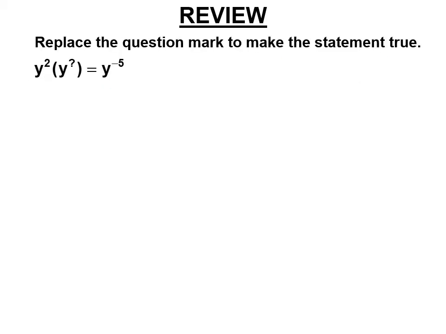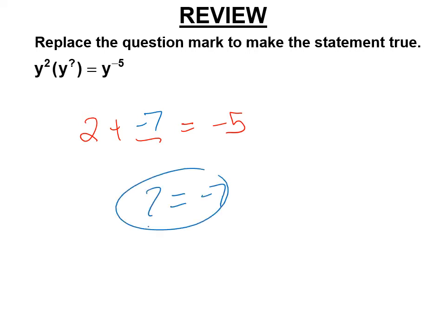You're going to replace the question mark with the blank, so it's 2 plus blank equals negative 5. So put something in the blank and make sure it's correct. Right? Negative 3 won't work. That'd be negative 1. Let's try something else. Oh, negative 7, right? The question mark equals negative 7 because y to the negative 7th times y squared is y to the negative 5th.